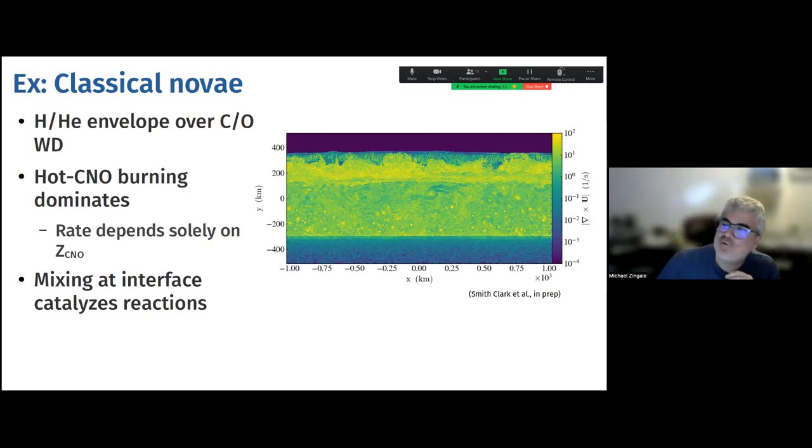And so when you have just this solar abundance hydrogen layer above a carbon-oxygen white dwarf, if you have a lot of mixing at the interface, it can drag catalysts, carbon and oxygen, into that burning zone and greatly accelerate the thermonuclear runaway of the nova explosion. In fact, as far as we understand, you need quite a bit of mixing in order to get something that looks like observations. This makes modeling classical novae very challenging, because you really have to do a good job with that mixing.